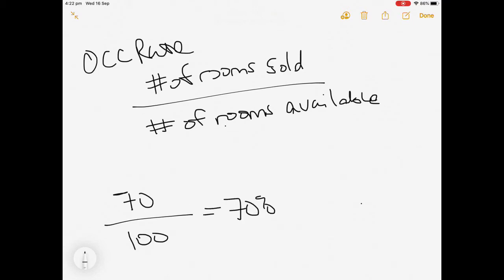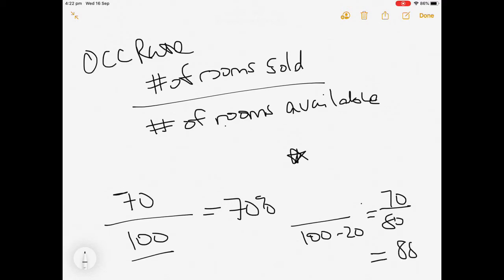occupancy rate. Now, one thing to keep in mind is that just because we have 100 rooms in our property doesn't mean that we always have 100 rooms available to sell. We may end up doing a renovation, so in some cases we might have fewer. We might have 20 rooms under renovation. That means we really have 80 rooms to sell. So 70 over 80 is a lot more than 70%. What is that, not quite 90, about 88%? So this is what we're really looking at with the occupancy rate. Now there are a couple of things.